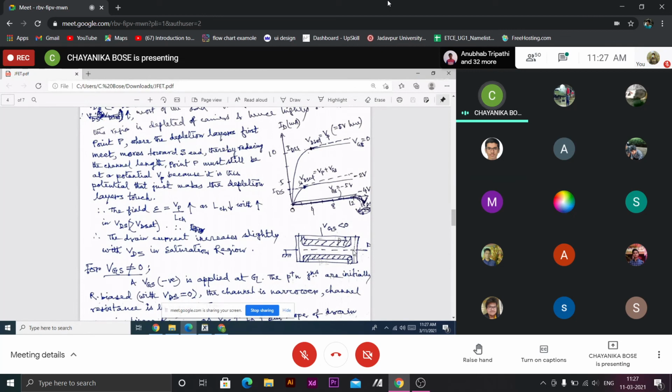Pinch-off will take place for a smaller value of drain voltage, because the 3 volt drain voltage effectively provides the 5 volt reverse bias across the gate and channel. So now, at a smaller voltage, our VD saturation will be smaller. It is 3 volt, so that the gate-to-drain voltage is effectively reverse biased when pinch-off takes place. That should be 5. So minus 2 minus plus 3, it is minus 5.